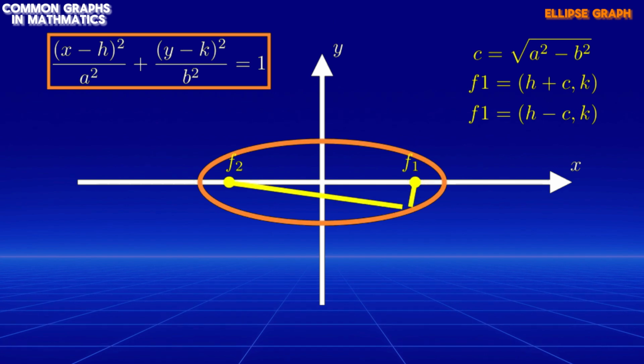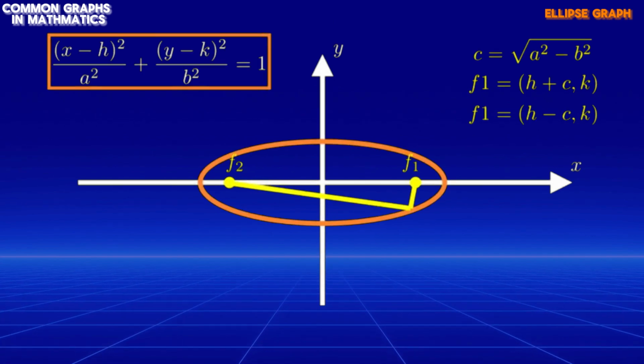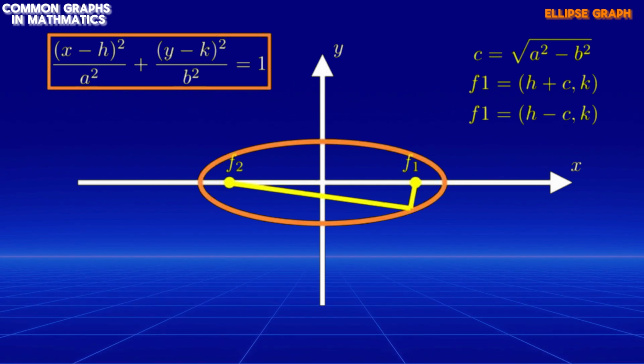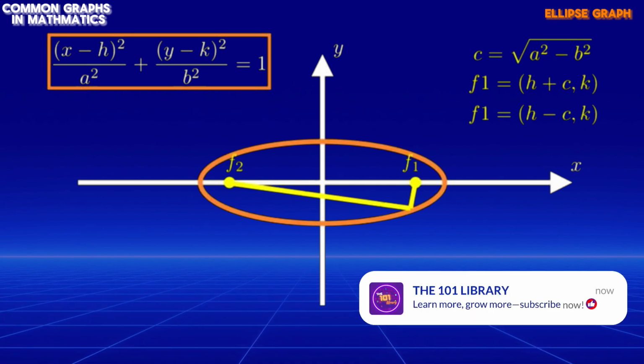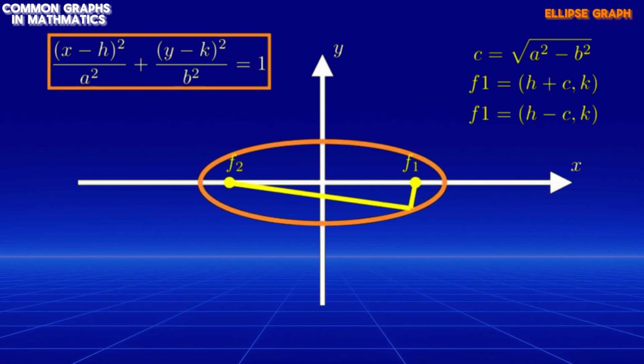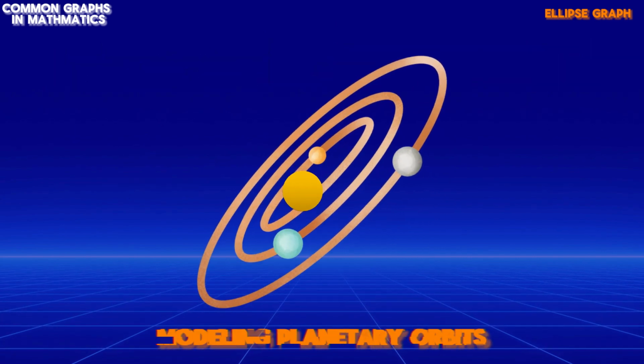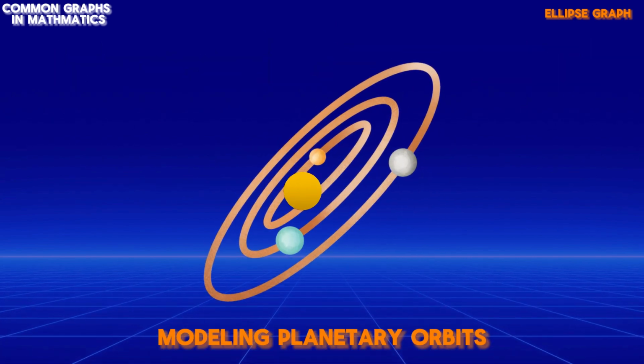The foci can be calculated using the following formulas. No matter what point we look at on the ellipse, the sum of the distances from that point to the foci will be constant. These properties make ellipses essential in modeling planetary orbits, which are elliptical with the sun at one focus.